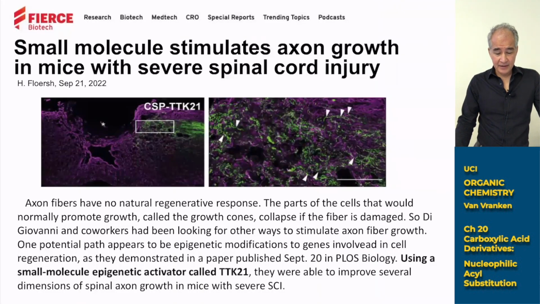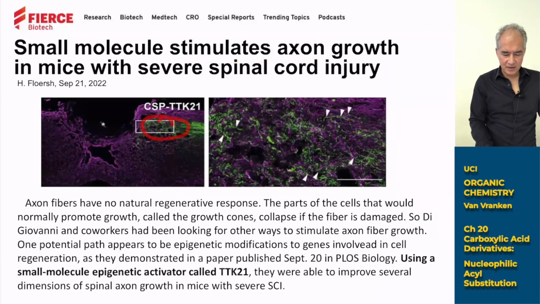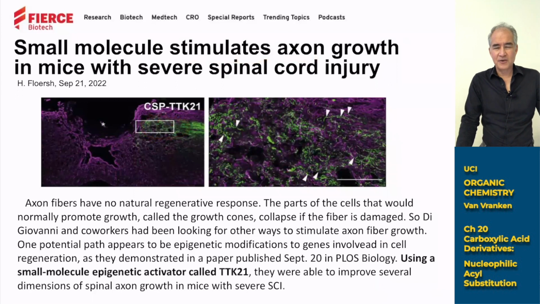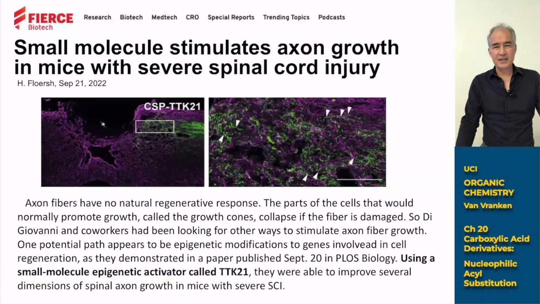There was a study that showed that small molecule could stimulate axon growth in mice that had severe spinal cord injuries. You can see a micrograph here where they're trying to show in these green spots new axonal growth to develop connections between nerve cells. And the paper says that it's a small molecule epigenetic activator called TTK21. Let's take a look at the biology, maybe just briefly comment on that, and then the chemistry behind TTK21.